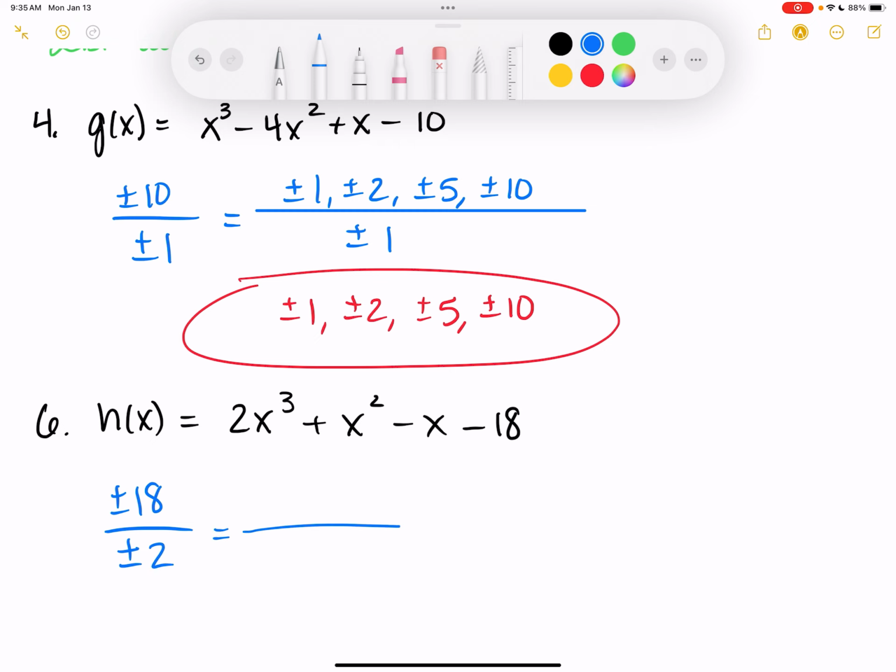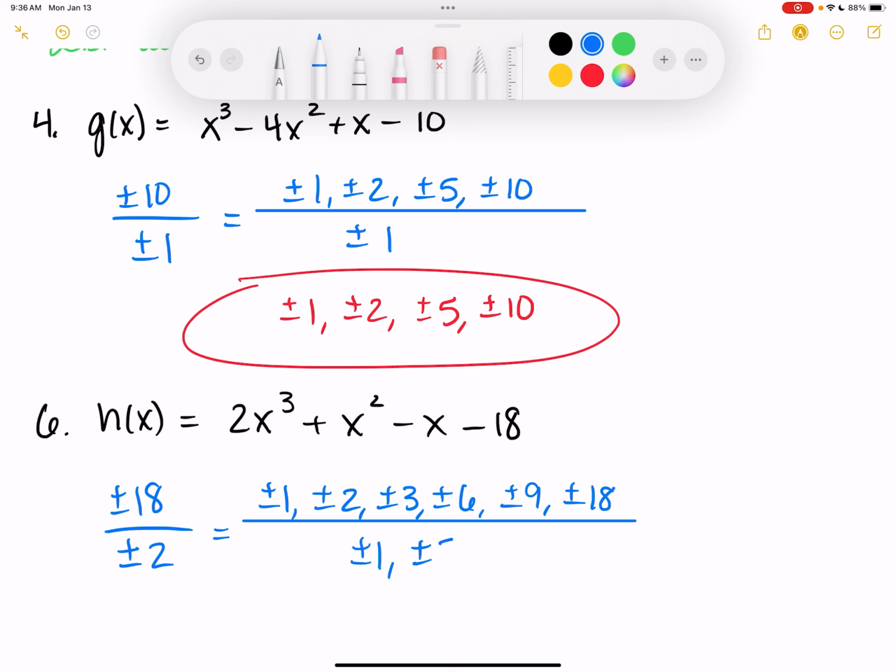So what are factors of 18? 1 and 18, 2 and 9, 3 and 6. So that runs right: 1, 2, 3, 6, 9, 18. You've got to put a space between. And then factors of 2: 1, 2, plus or minus both. A lot of times when I'm saying them, I'm not going to say the plus or minus every time, but just know that you need to write that.